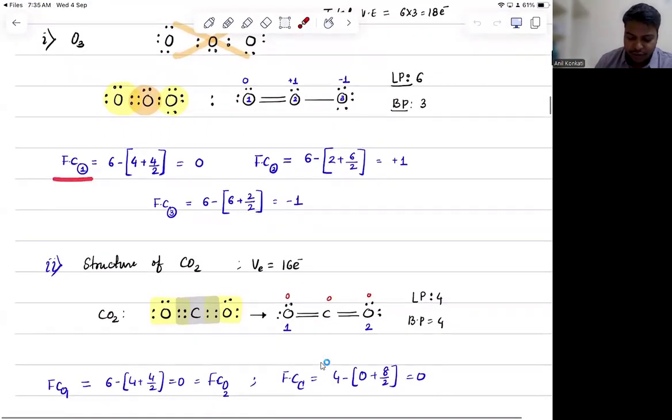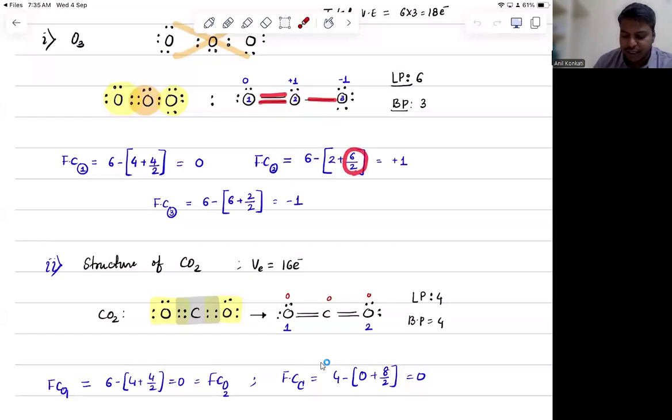Now notice the formal charge on the first oxygen. Valence shell electrons are 6, minus bonded pair electrons, which are 4, divided by 2, plus the number of lone pair electrons, which are 4. So that makes the formal charge 0. For the second oxygen, valence shell electrons are 6, lone pair electrons are 2, bonded pair electrons are 6, so 6 divided by 2. So that gives the formal charge as 1.